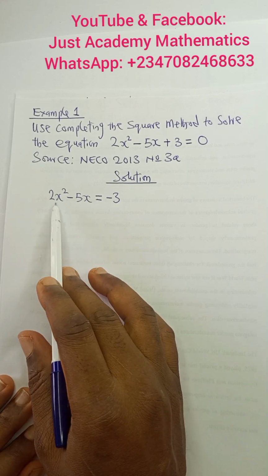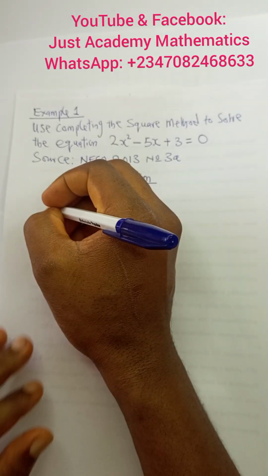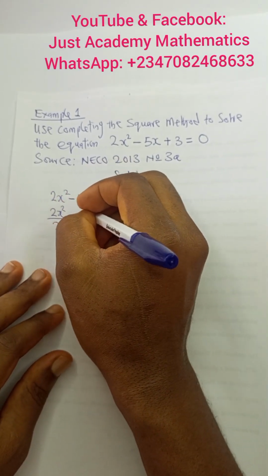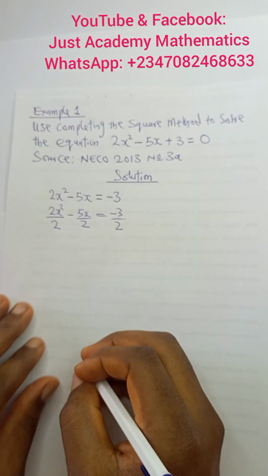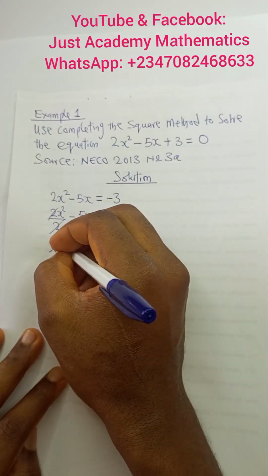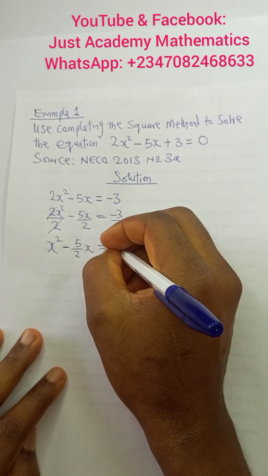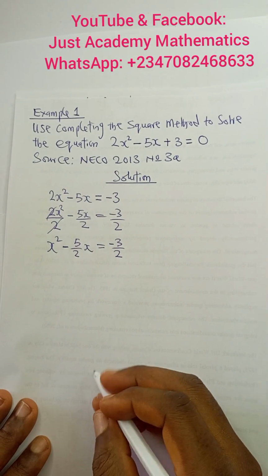Step 2, you divide through by the coefficient of x squared. What's the coefficient of x squared? 2. That is, divide this by 2. So this will cancel this, so that we have x squared minus 5 over 2 x is equal to minus 3 all over what? 2. Are you with me now? Now, what is the next step?